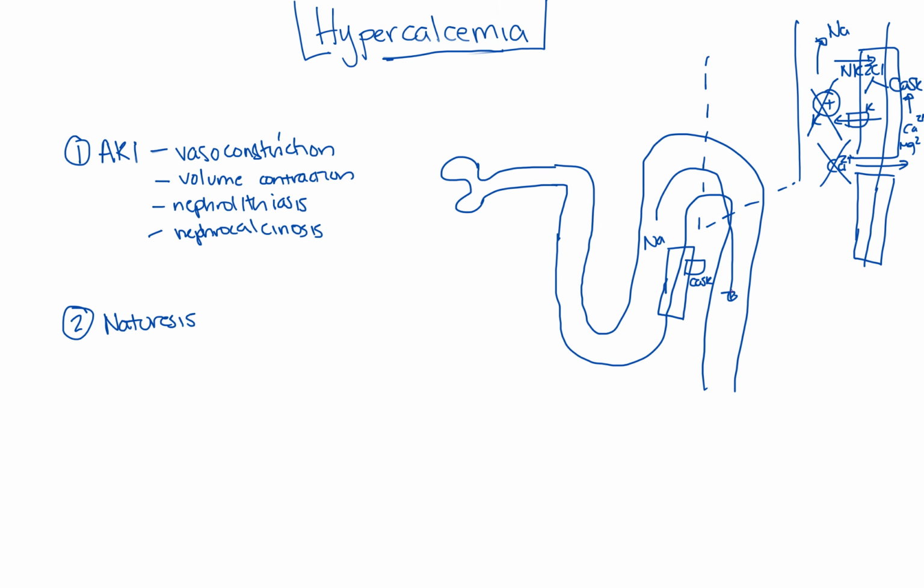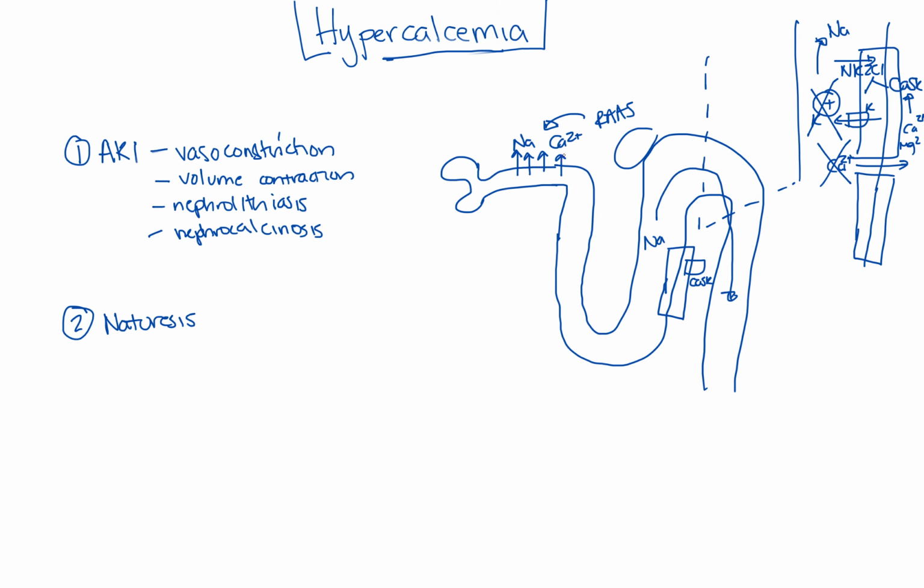Okay, this volume contraction is naturally going to lead to an increased renin-angiotensin-aldosterone system, and so your RAS is activated. By RAS activation, we increase our sodium absorption here in the proximal tubule. Since calcium is absorbed via paracellular pathway transport in the proximal tubule, we also absorb more calcium here.